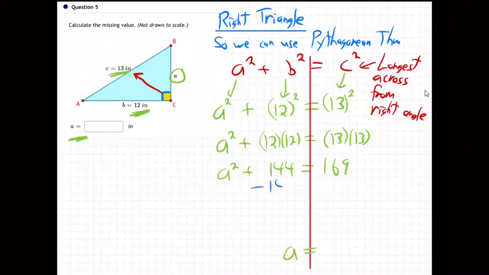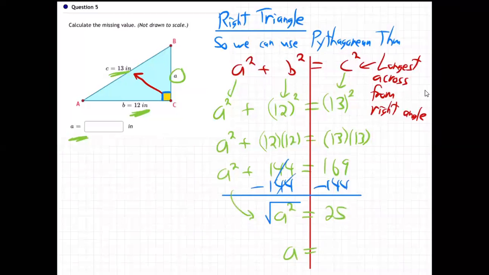First off, we're going to subtract the 144 from both sides. Bring this on down. This is, what's that, 25? And then how do we turn a squared into regular a? I think you know. You do the square root. That's the opposite. The square root is the opposite of a 2 power. It gets rid of a 2 power.